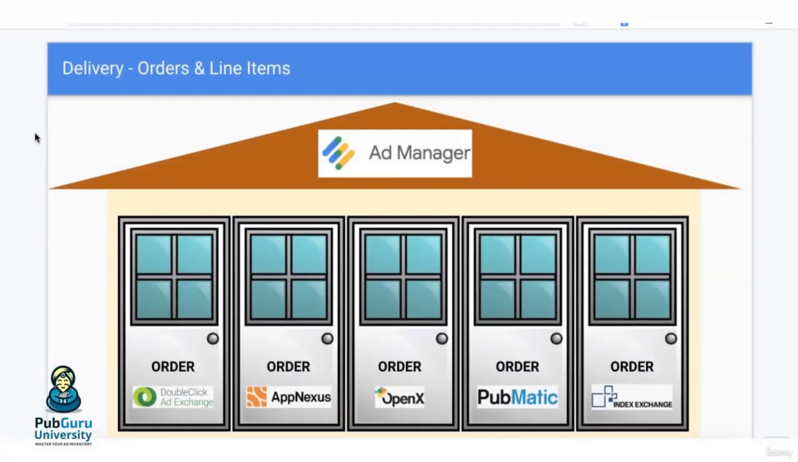Google Ad Manager offers a lot of powerful tools for ad optimization. Let's imagine Ad Manager like a house. And inside that house are different bedrooms. And in Google Ad Manager, we call them orders.